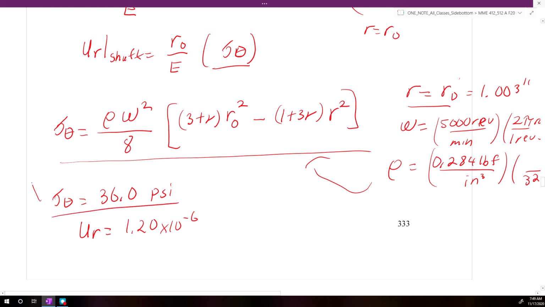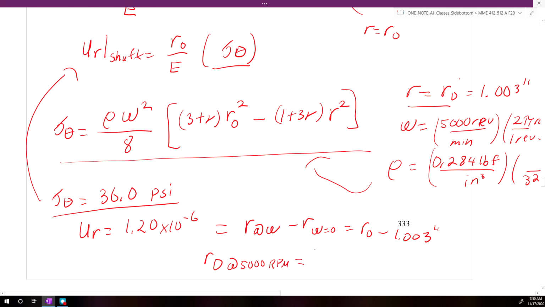If we plug in this term into our term here, and we know that u of r is equal to the outer radius at our velocity minus the radius at omega equal to 0. Alright, so we end up getting r0 minus the initial dimension, which was 0.003 inches. So our new outer radius at 5,000 RPM is just going to be equal to 1.003 plus 1.2 times 10 to the minus 6, which is going to be equal to 0.012 inches. Okay, so basically the shaft does not really change at all. It's approximately the same thing.